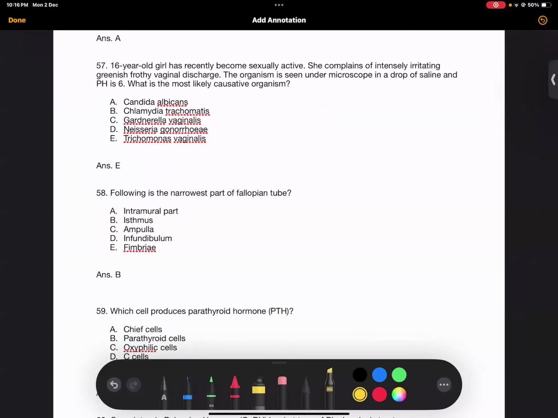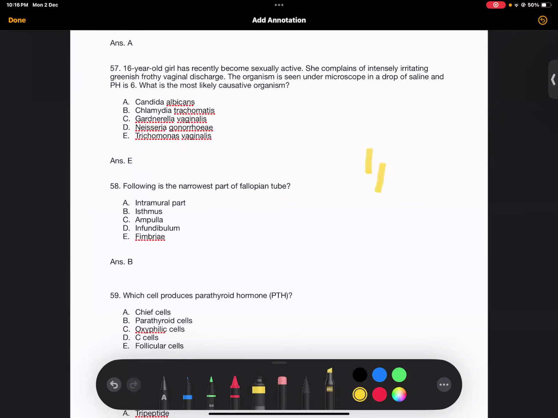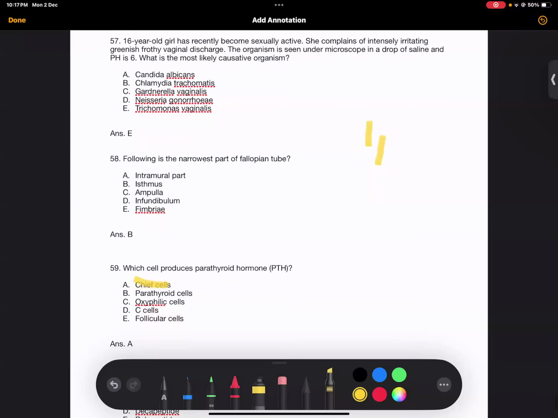Which cell produces parathyroid hormone? Parathyroid hormone is secreted from the parathyroid gland, which has two types of cells, chief cells and oxyphil cells. So which cell secretes it? No, C cells secrete calcitonin. Chief cells are the ones. So parathyroid hormone is secreted by the chief cells.